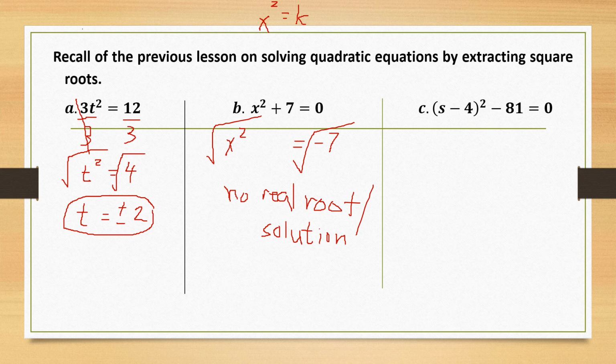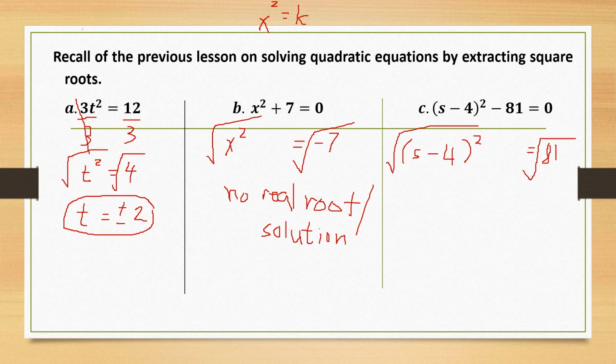We have quantity s minus 4 raised to the second power minus 81. First, write the equation in the form x squared is equal to k. So we have s minus 4 raised to the second power is equal to, transpose negative 81 to the right side of the equation, so it becomes positive 81. Now, our quadratic equation is written in the form x squared is equal to k. Our k is equal to 81. 81 is greater than 0, so it means that this quadratic equation has two solutions or roots. Now, let us solve by extracting the square root.